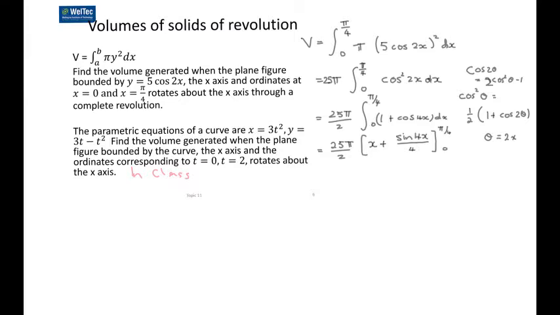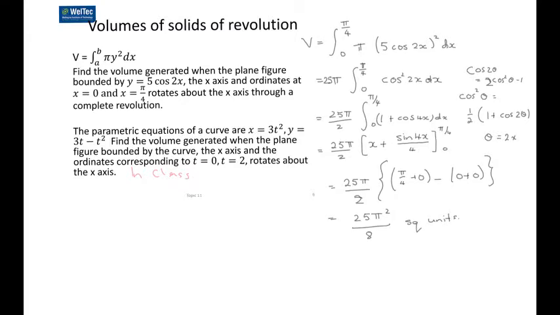And doing the number crunching, it would be 25 pi over 2 times pi over 4 plus 0 minus 0 minus 0 plus 0, and that becomes 25 pi squared over 8 square units. Right? And I'll do the second one in class.